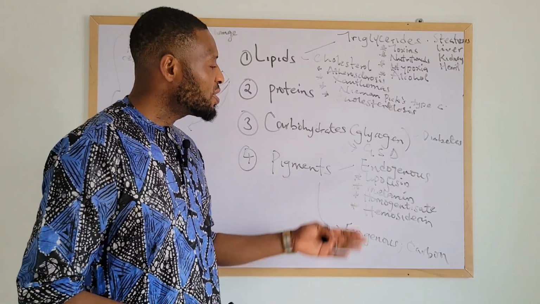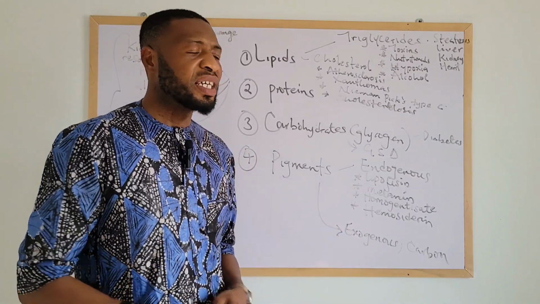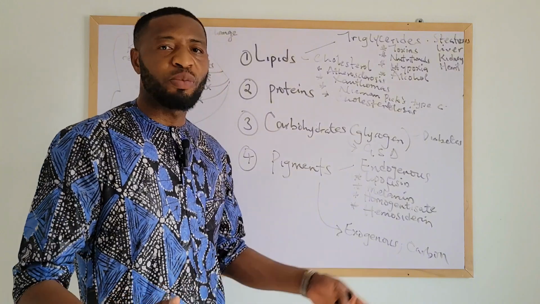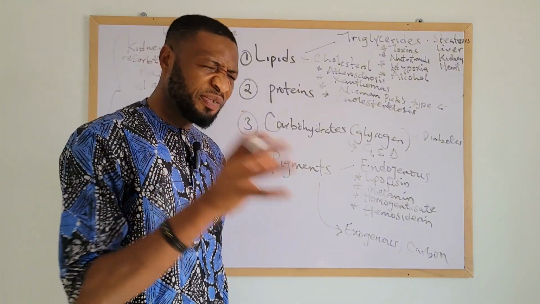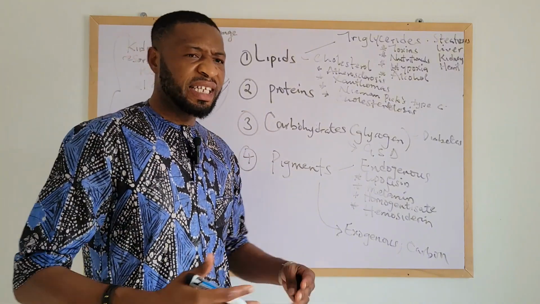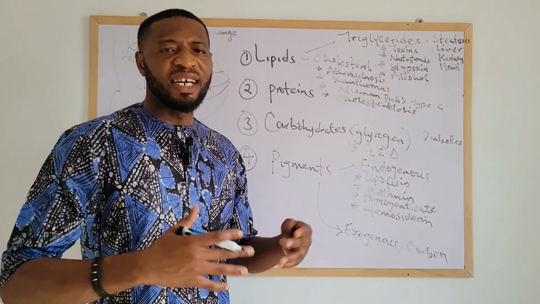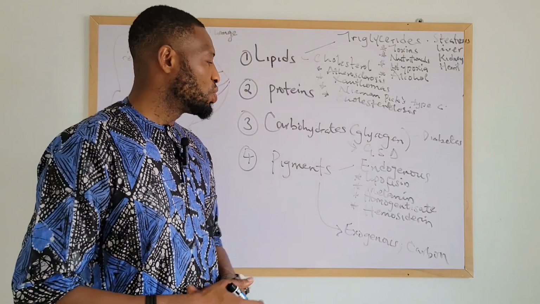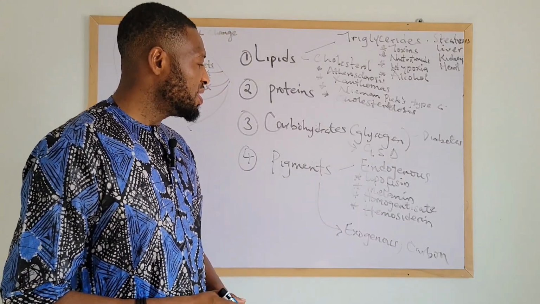Okay? And hemosiderin accumulation in severe forms can lead to what we call hemochromatosis, where there's significant deposition of iron in the liver, in the pancreas, in the heart, and that can lead to serious disease.